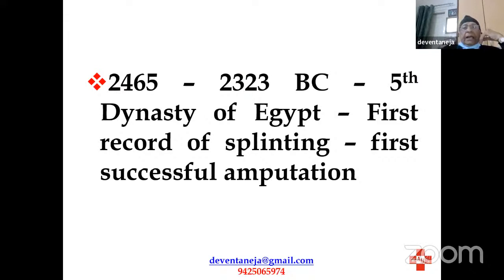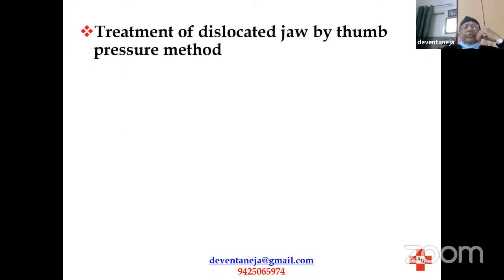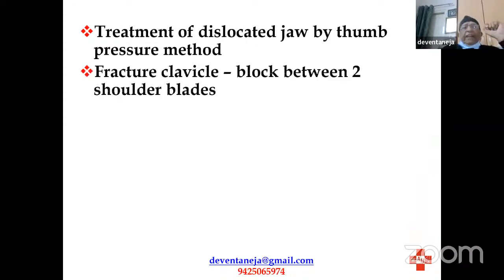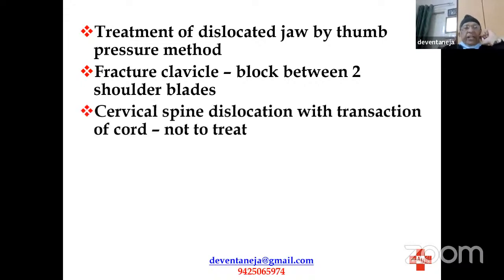In about 2400 BC, the 5th dynasty of Egypt, the first record of splints and the first successful amputation was done. It has also been recorded in that book. The treatment of a dislocated jaw by thumb pressure method has been recorded. For the fractured clavicle, they said to put a block between the two shoulder blades, and this is what we do when we are putting a figure of 8 bandage.